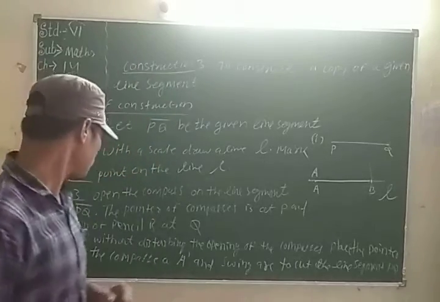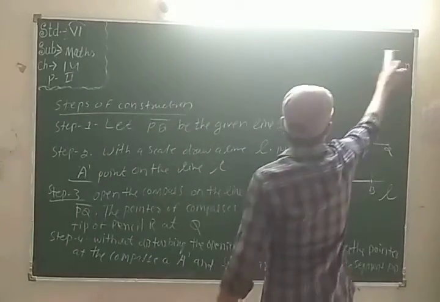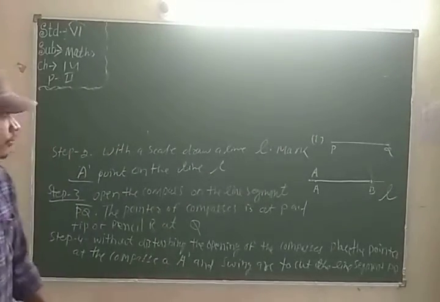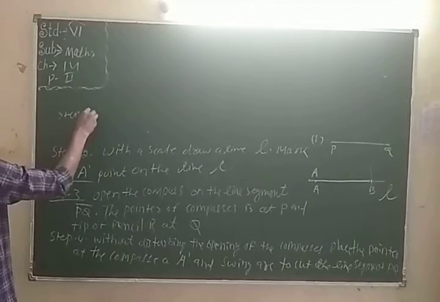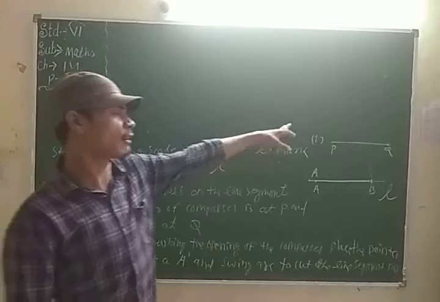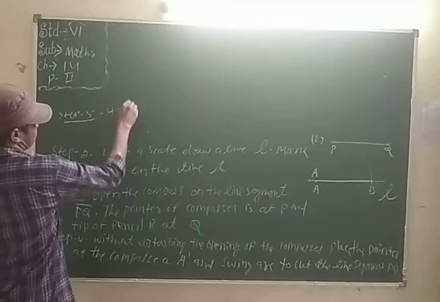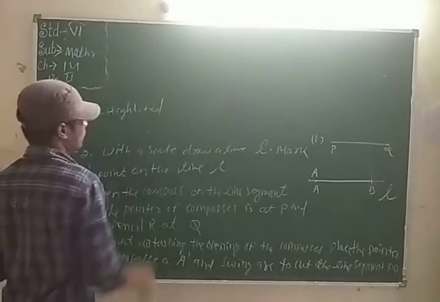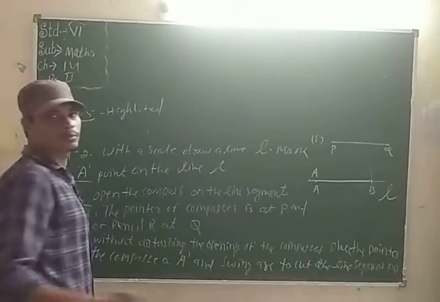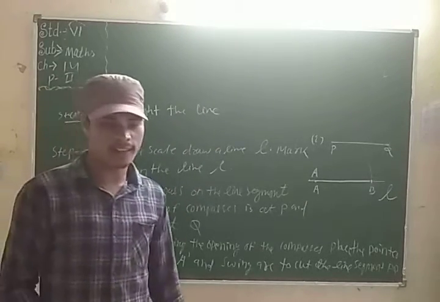Clear about this? The last step is what? Step 5. What is step 5? Here in step 5, we first highlight the part AB, which is of equal length to PQ. Okay? And then we highlight the line segment.